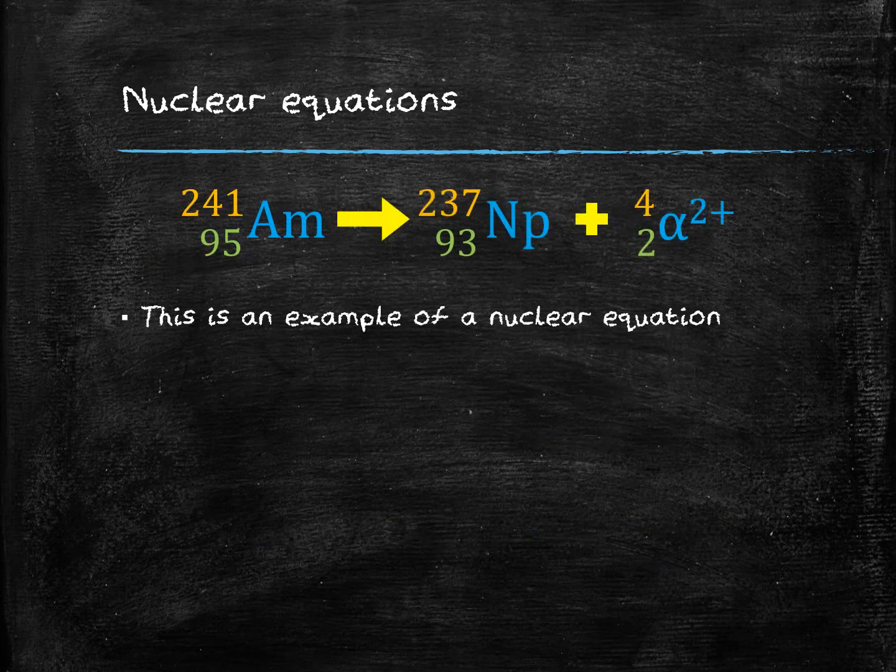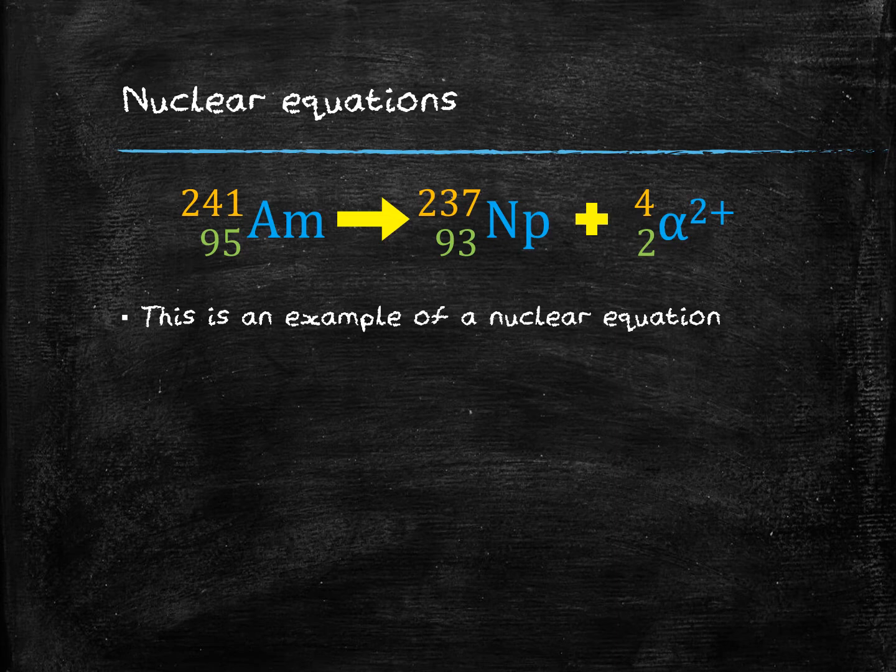Explaining this nuclear equation then. I've got an example here of an alpha decay, where an isotope with an atomic number of 95 and an atomic mass of 241 decays via alpha decay into an isotope with an atomic number of 93 and an atomic mass of 237.